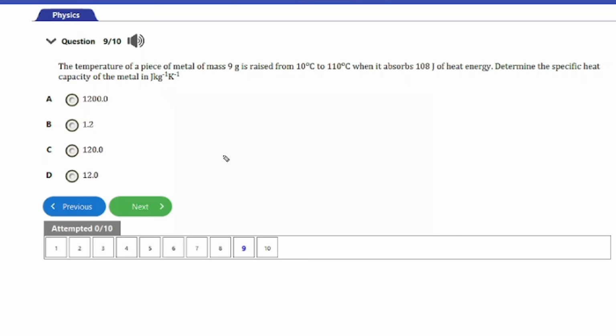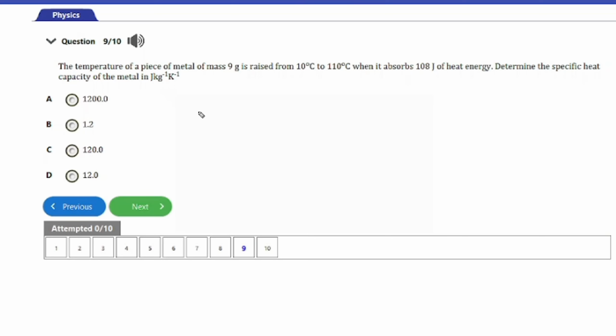It says the temperature of a piece of metal of mass 9 grams is raised from 10 degrees Celsius to 110 degrees Celsius when it absorbs 108 joules of heat energy. Determine its specific heat capacity. So, guys, we're going to solve this out together.